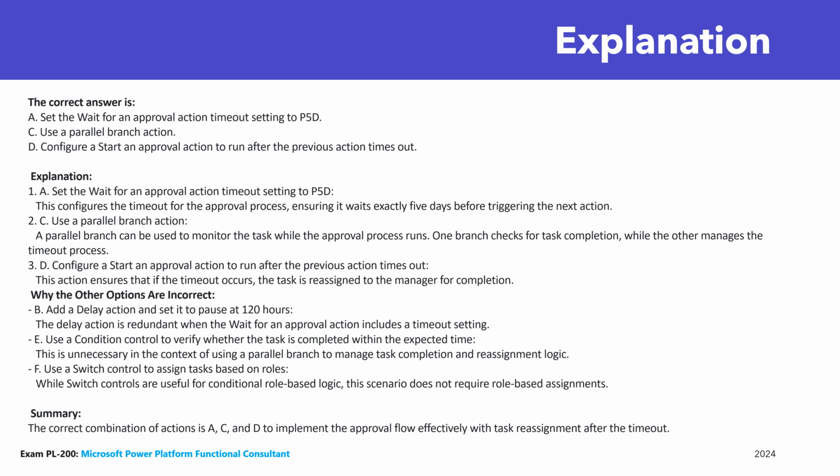F. Use a switch control to assign tasks based on roles. While switch controls are useful for conditional role-based logic, this scenario does not require role-based assignments. Summary: The correct combination of actions is A, C, and D to implement the approval flow effectively with task reassignment after the timeout.